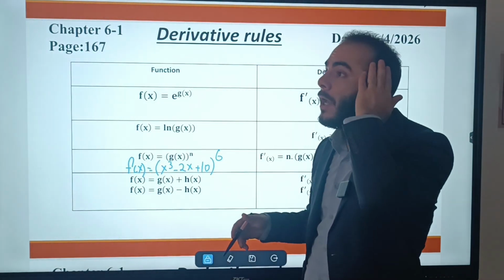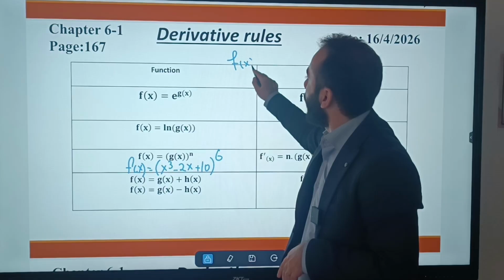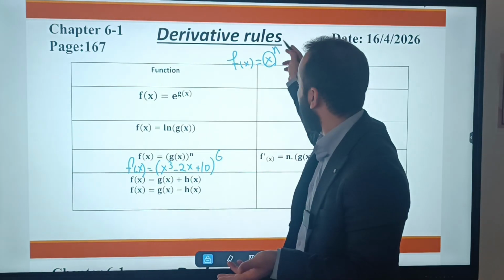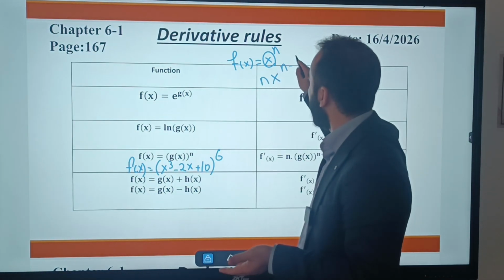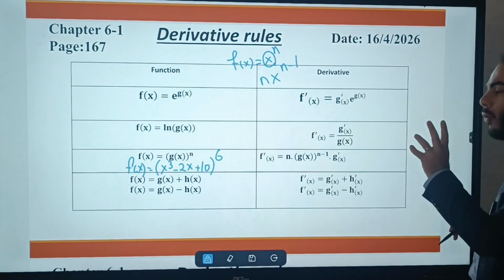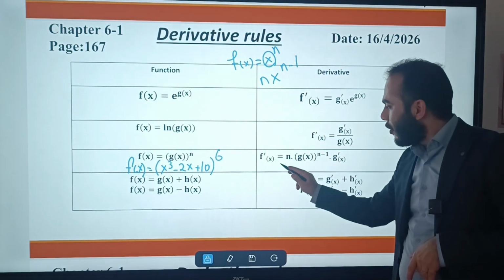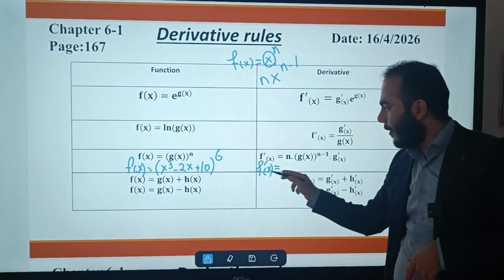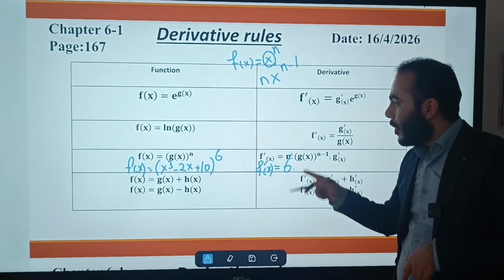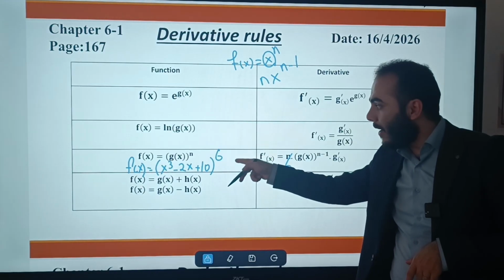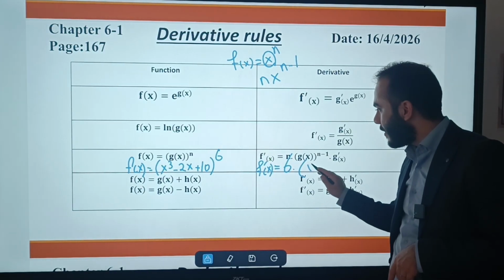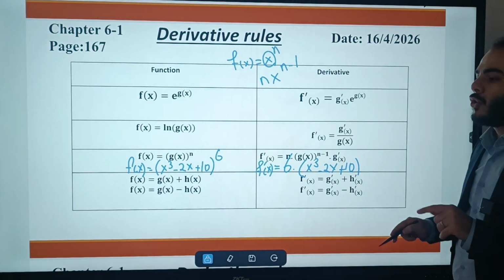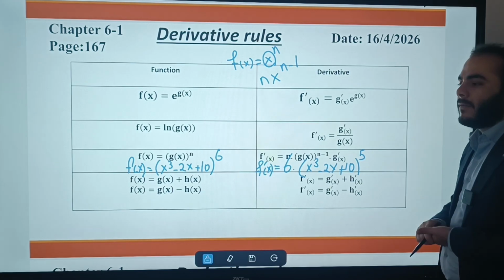Remember rule number 3, we had f of x equals x powered by n. The base was only x. We said that n comes down, x powered by n minus 1. Here we have almost the same idea. The derivative would be f prime of x equals n, which is the power, 6, times the same function powered by 1 less. So x powered by 3 minus 2x plus 10, powered by 6 minus 1, which is 5.